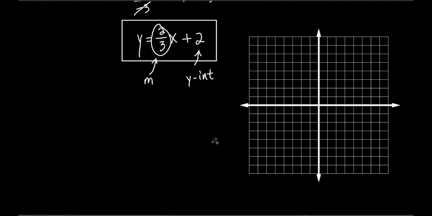The first thing you do is you start at the y-intercept, all right? So the y-intercept is 2. What does that mean to this graph? Where do I put a dot?